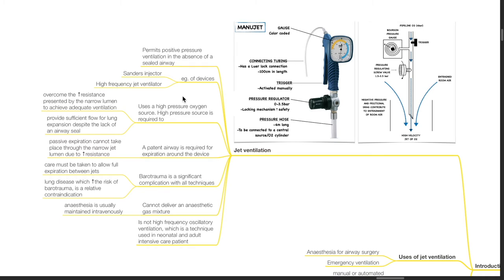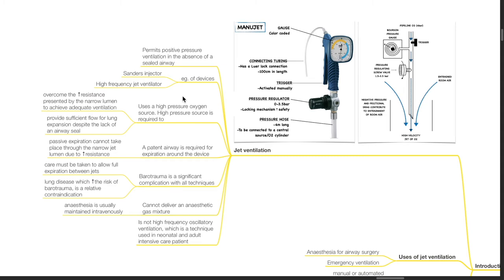High-pressure source is required to overcome the increased resistance presented by the narrow lumen to achieve adequate ventilation and to provide sufficient flow for lung expansion despite the lack of an airway seal. A patent airway is required for expiration around the device. Passive expiration cannot take place through the narrow jet lumen due to increased resistance.